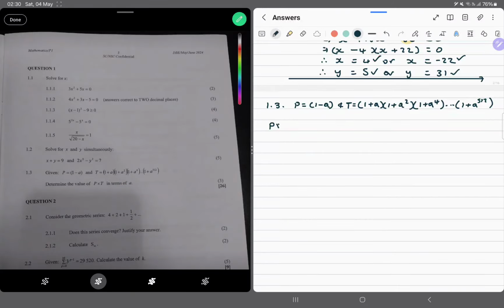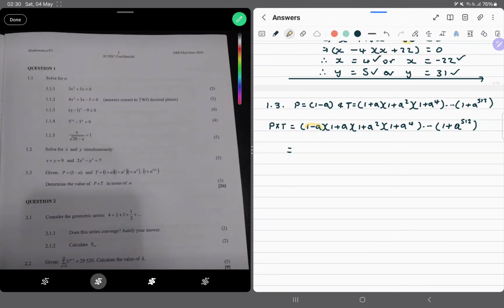Okay, so we know that P times T is basically going to be 1 minus A into 1 plus A into 1 plus A squared into 1 plus A to the exponent 4, continuing until that last one. Okay, great. So what happens here?